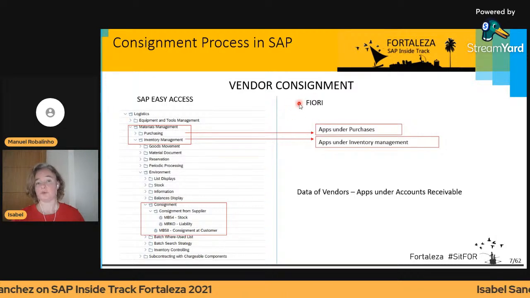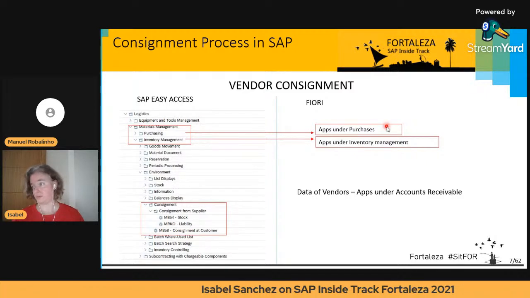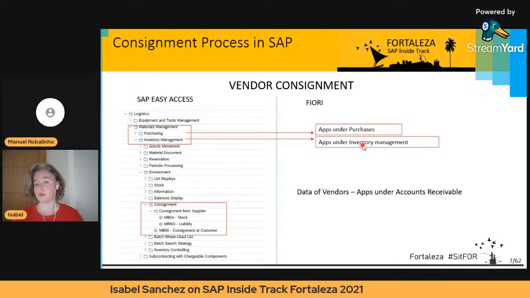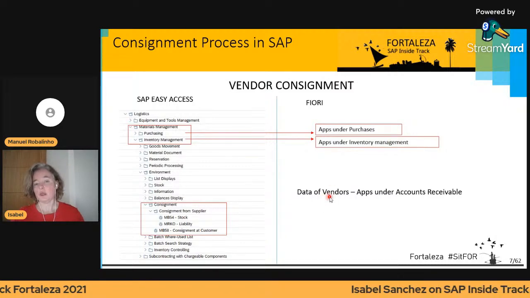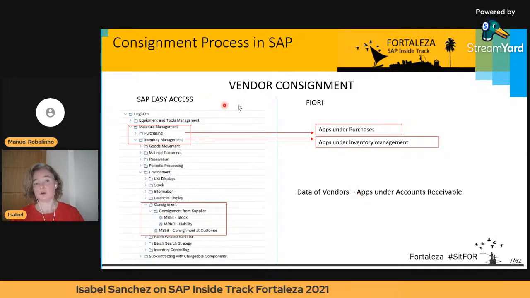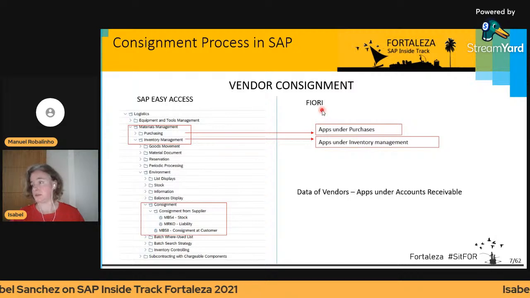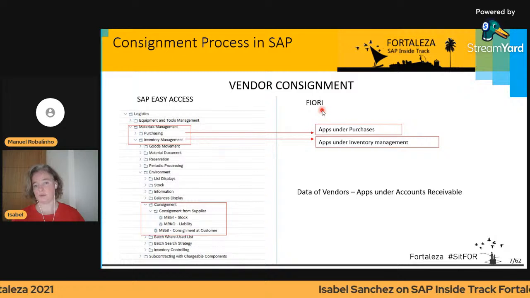From the Fiori point of view, you can find them under apps with the name purchases and apps with the name inventory management. Debtor vendors are under accounts receivable. So these are the transactions and apps where you can find consignment in the system.